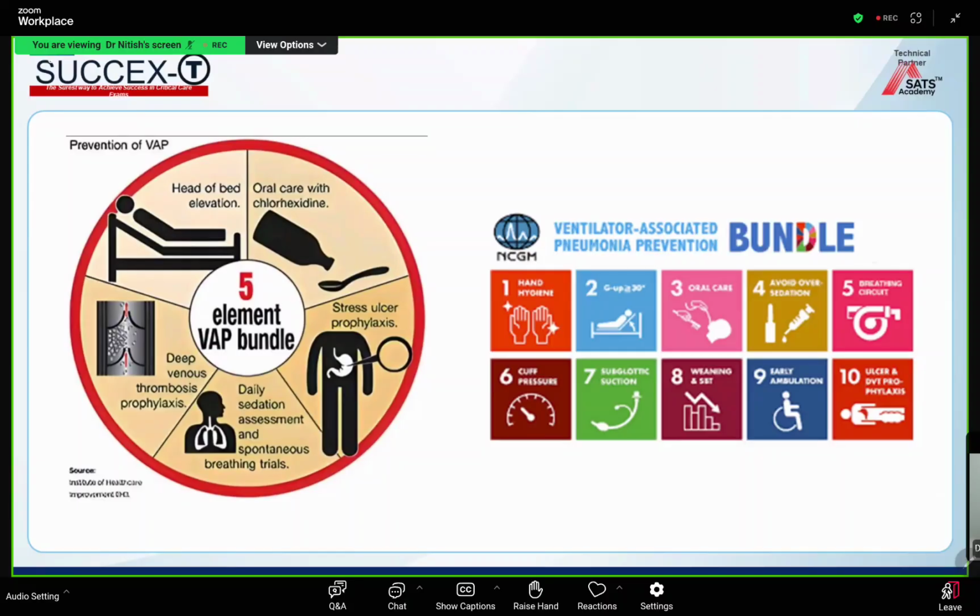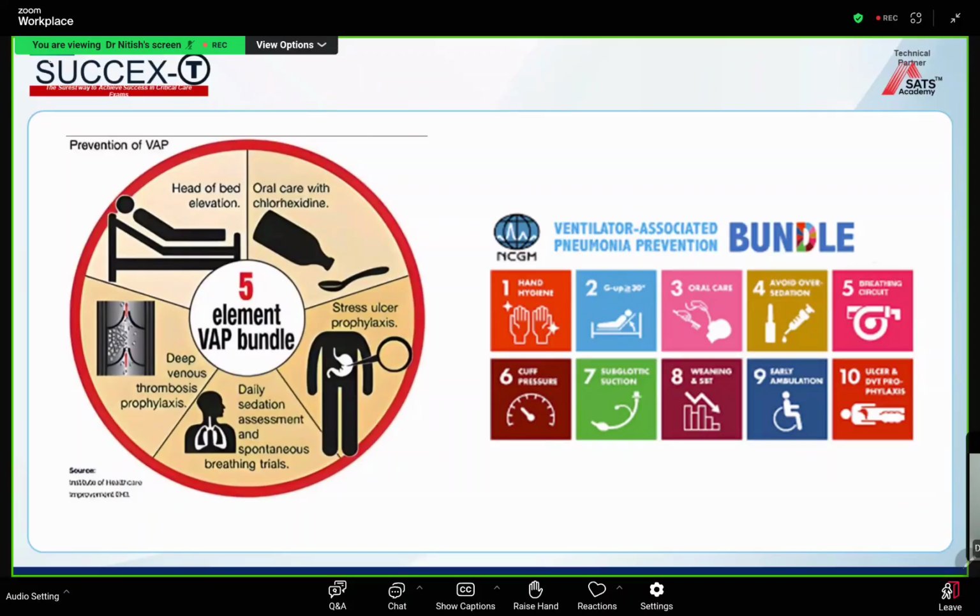Along with these 5, one more most important thing is to try and avoid intubating patients who can be managed non-invasively. Say a patient with COPD with type 2 respiratory failure; try your level best to manage these patients on NIV. If you're not able to, only then consider intubating these patients. This is another element that I would like to add along with this.